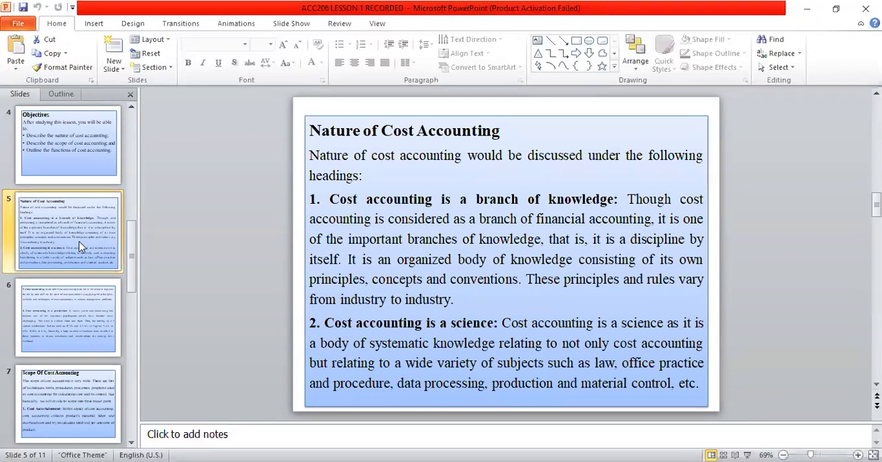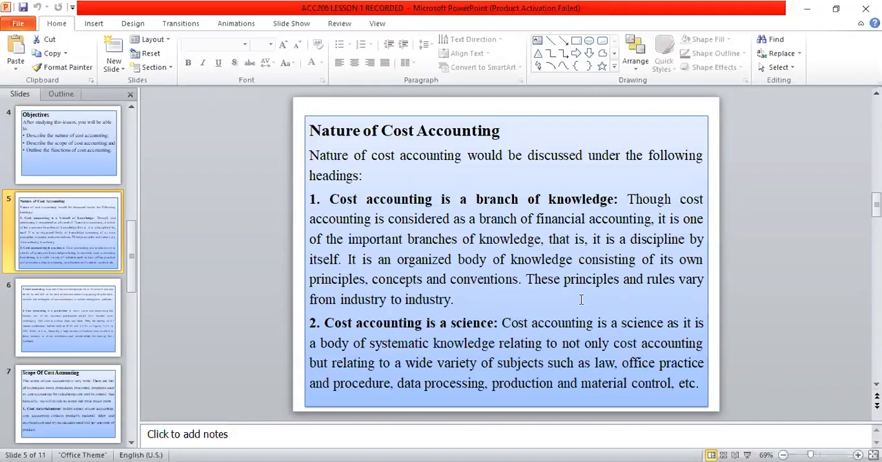One is cost accounting as a branch of knowledge, cost accounting as a science, cost accounting as an art, cost accounting as a profession. What do we mean by cost accounting as a branch of knowledge? Though cost accounting is considered as a branch of financial accounting, it is one of the important branches of knowledge. That is to say, it is a discipline by itself. It is an organized body of knowledge consisting of its own principles, concepts, and conventions. And these principles and rules vary from industry to industry.